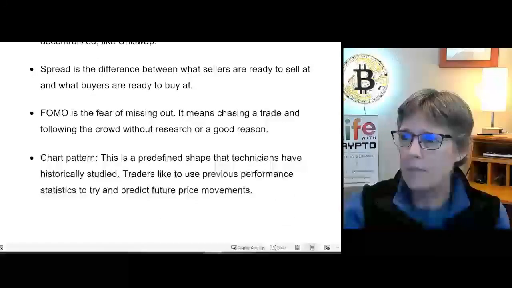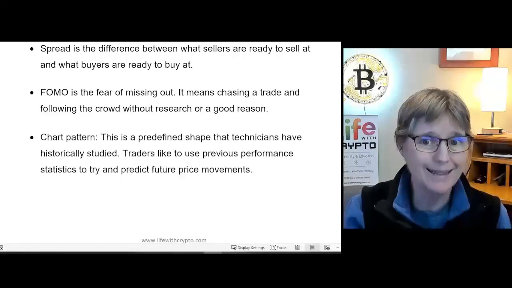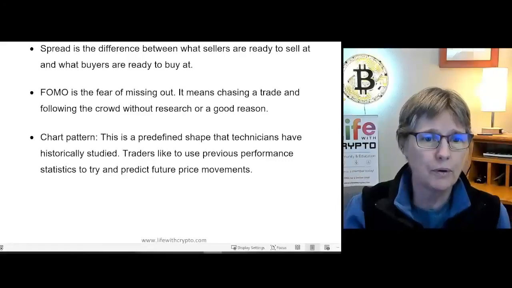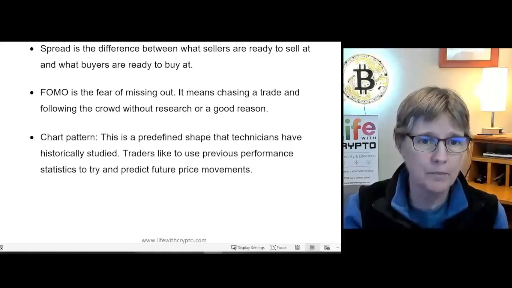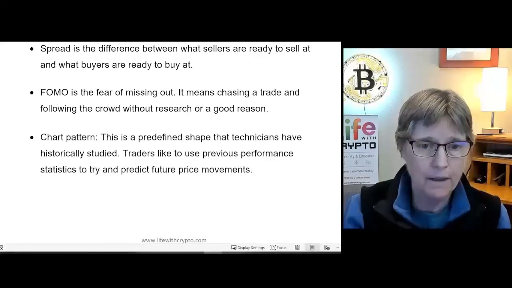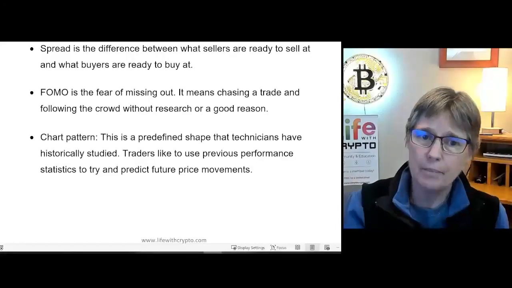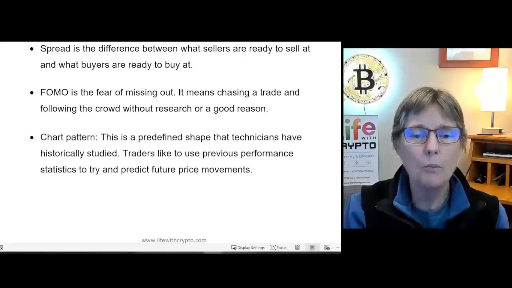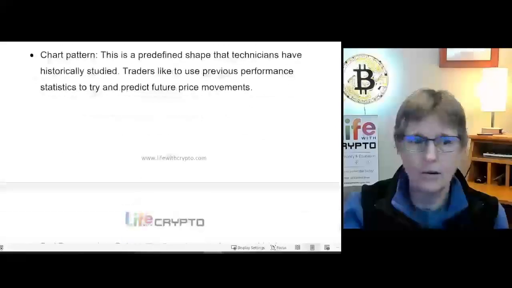All right, let's talk about chart patterns. This is a predefined shape that technicians have historically studied. Traders like to use previous performance statistics to try and predict future price movements. And chart patterns, and we're going to talk about candlesticks in a moment, give you some insight into what has happened in the past. And the consensus is that it will help you predict what might happen in the future. All right, let's keep going.